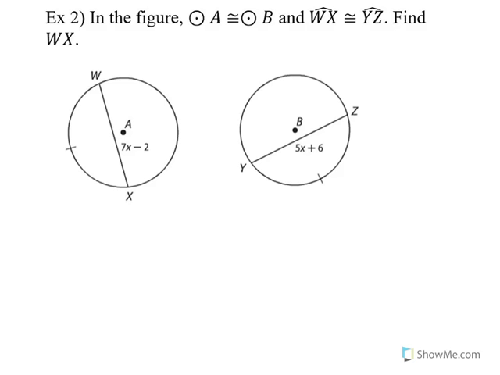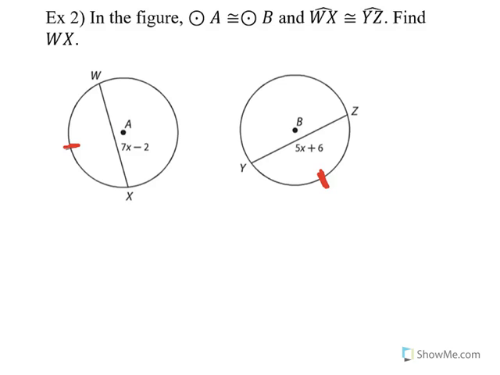Okay, pretty simple theorem to start us out. Now let's see what else. Example 2 says, in the figure, circle A is congruent to circle B. So in the last one, the chords and the arcs are on the same circle, but if you go back to the theorem, it says in the same circle or in congruent circles. So now the circles are congruent, and they tell us that the two arcs are congruent.